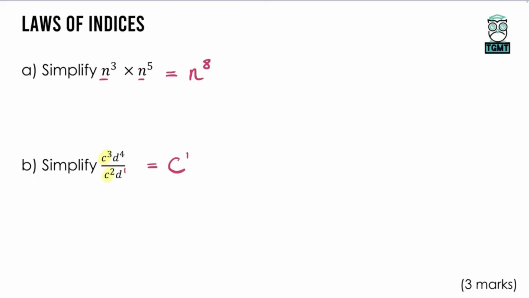For the d, we have d to the power of 4, and then we have d to the power of 1. If we subtract those powers, we end up with d to the power of 3. Typically, I wouldn't write it with that power of 1, so I would just write c d to the power of 3. And there we go, there are our laws of indices when multiplying and dividing.